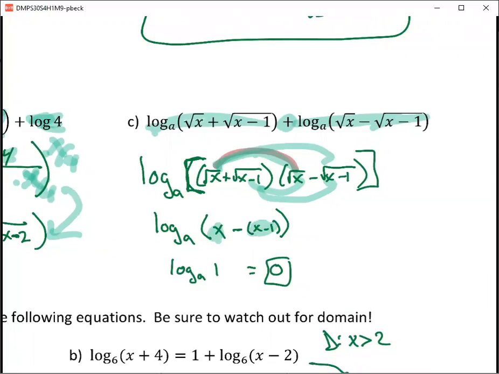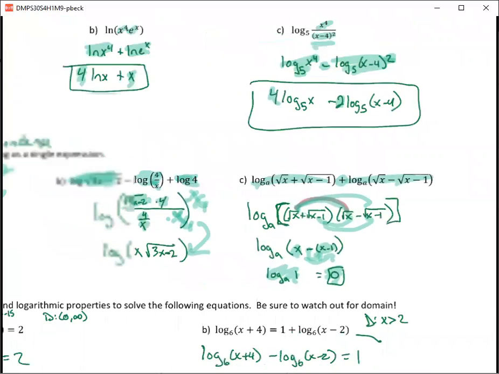So really, this is the difference of squares. They just look like square roots. So the difference of squares, when I simplify, don't forget to distribute that negative to both. So log base a of 1, which is 0. So all of that gives me 0, which is kind of beautiful.